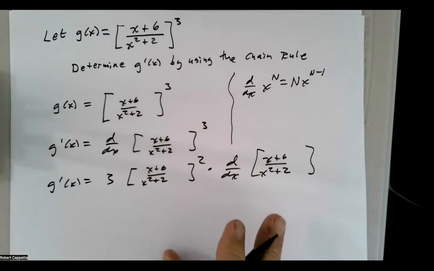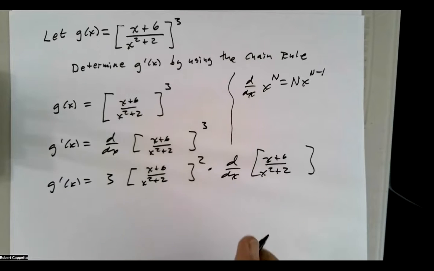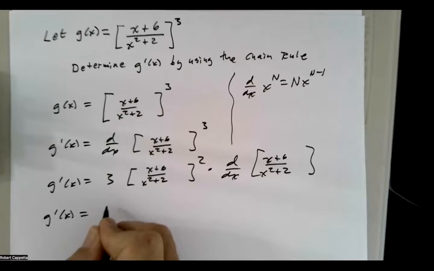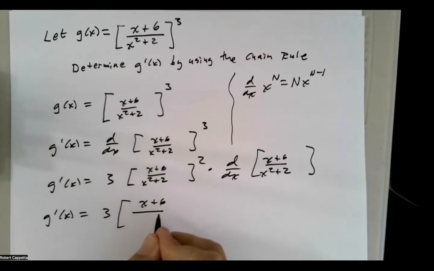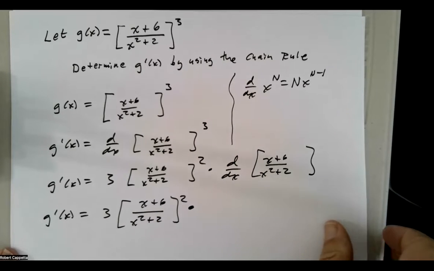And that is going to require us to use what? That's going to require us to use the quotient rule. So let's leave this aside for a minute. g prime of x is 3 times (x plus 6 over x squared plus 2) squared times, and this next piece we will do using the quotient rule.